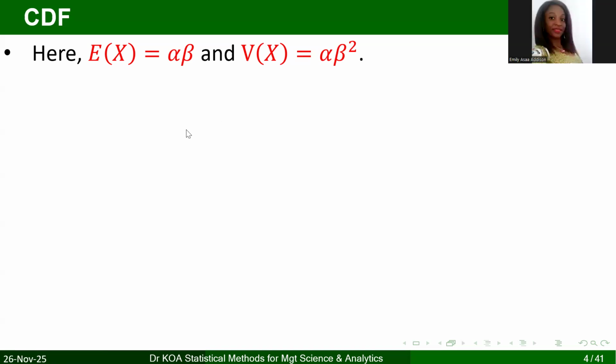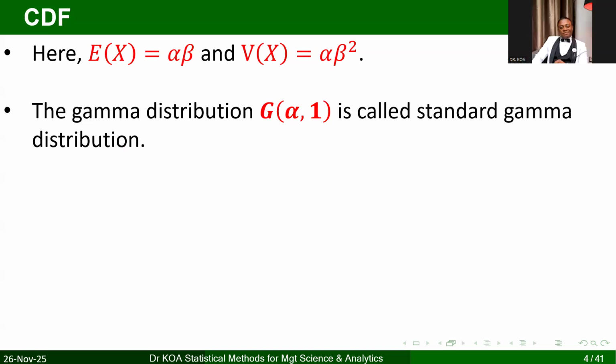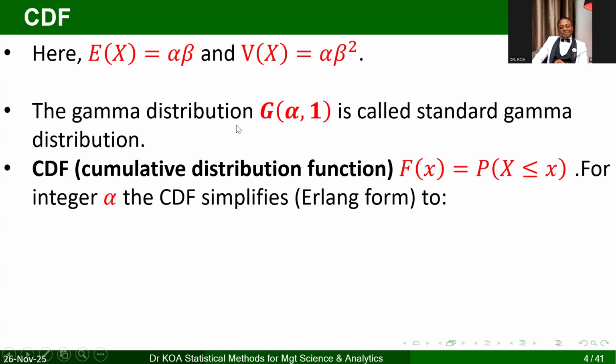All right. Now, the gamma distribution, when beta is equal to 1, then the gamma distribution is written like this. And this is called the standard gamma distribution. Now, you can find the cumulative distribution function. The cumulative distribution function can simply be written as f of x. And when you're looking for the actual value, it becomes the probability of x being less than or equal to the numerical value you are looking at.